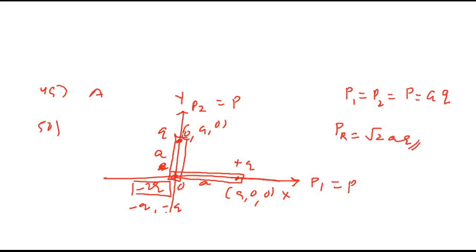Now can you tell what will be the direction of the resultant? Angle bisector. It will pass through the bisector. Bisector means where? 45 degrees. So coordinate will be what? A on X, A on Y and Z 0. A, A, 0. Check the option. Root 2 AQ and A, A, 0 we have. Option B. Root 2 QA along the line A, A, 0. Option B.